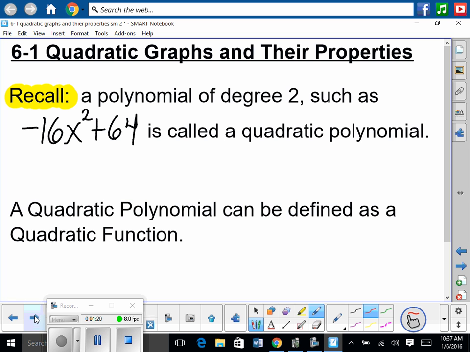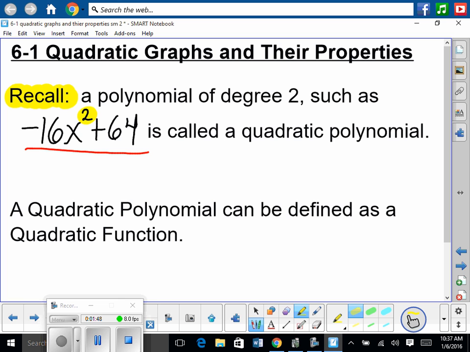So, recall a polynomial of degree 2, such as negative 16x squared plus 64 is called a quadratic polynomial. Looking at this example, how do we know it's quadratic? What'd you say? Very good. The highest exponent, the degree, is 2, so it's quadratic, right? We know how to name a polynomial. We know this is quadratic. Does everybody see how it's quadratic? What makes it quadratic? Okay?